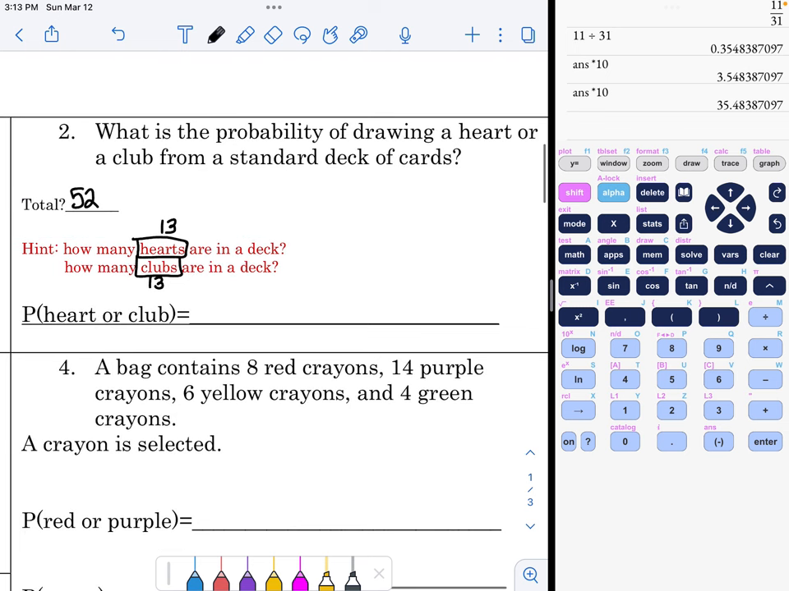So if we're looking for a heart or a club, we add our options together, and there's 26 that are either hearts or clubs.